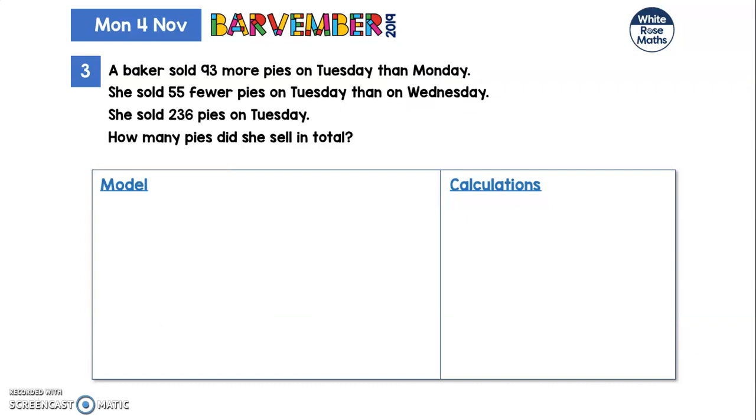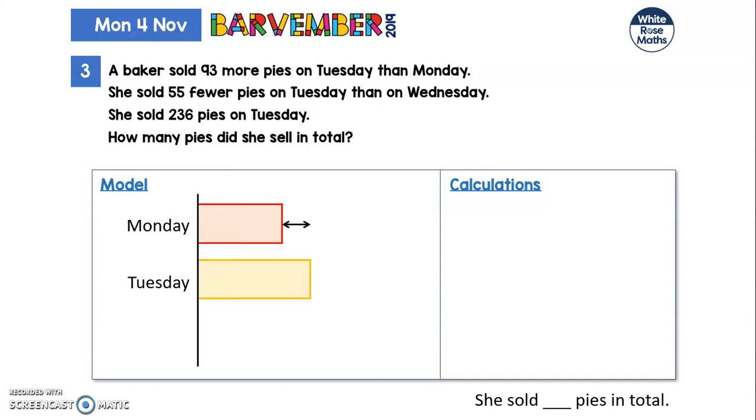Next question, a baker sold 93 more pies on Tuesday than Monday. She sold 55 fewer pies on Tuesday than on Wednesday. She sold 236 pies on Tuesday. How many pies did she sell in total? So this is slightly different because we have got 3 days. We've got Monday, Tuesday and Wednesday.